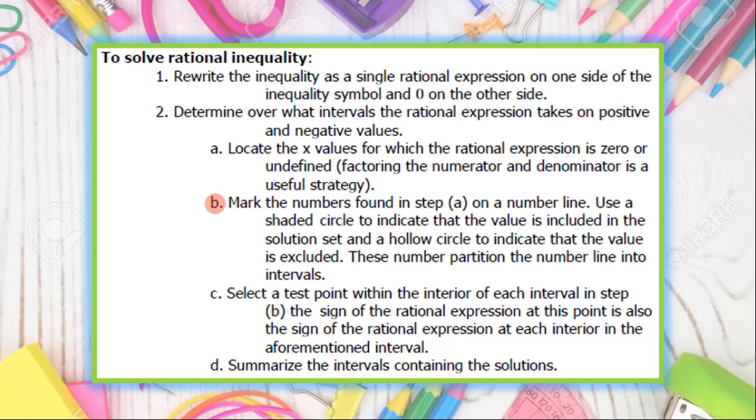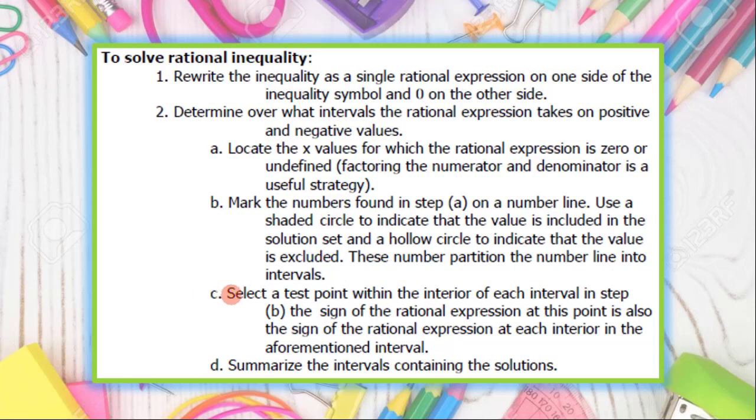For letter B, mark the numbers found in step A, or the critical values, on a real number line. Use a shaded circle to indicate that the value is included in the solution set, and a hollow circle to indicate that that particular value is not included. These numbers partition the number line into intervals.